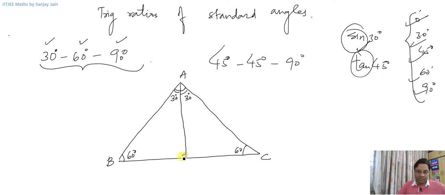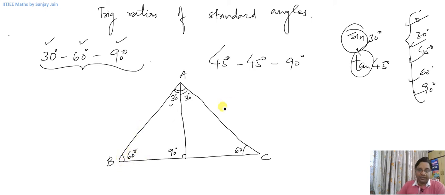Now what is this angle? This angle is obviously 90 degrees, because in an equilateral triangle the angular bisector is also the altitude. Otherwise, you know that this angle is 30, this angle is 60, so the third angle has to be 90 for it to be a triangle. You know that the sum of internal angles of a triangle is 180 degrees. Alright, I think this much you already know.